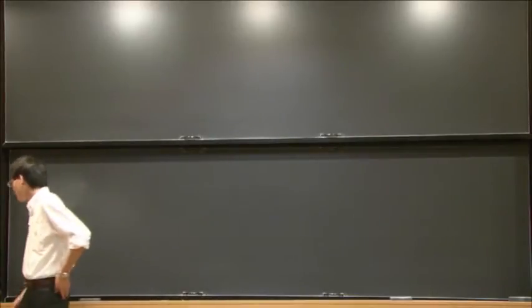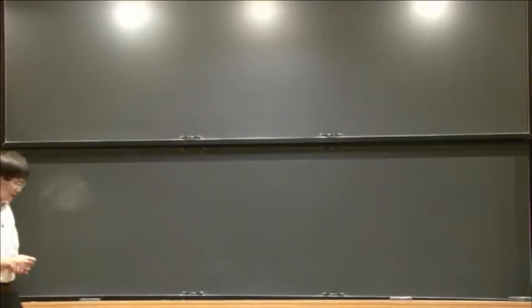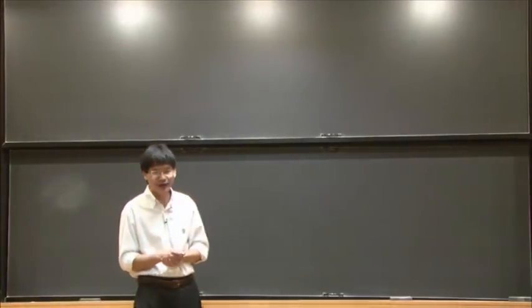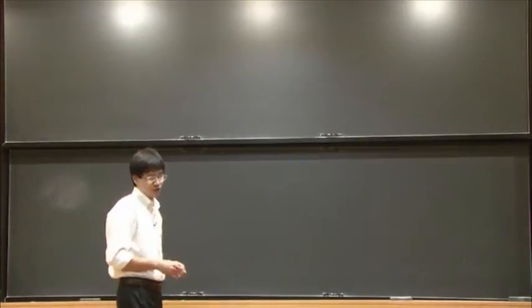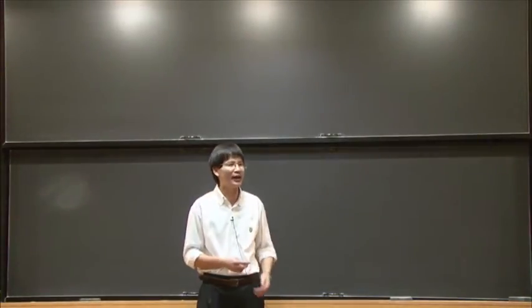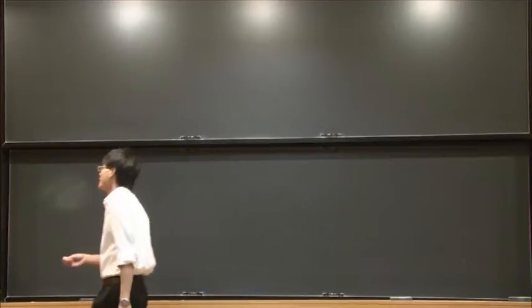I'd like to talk about some of the problems that people in group representation theory have been working on. And this is the number theory seminar, so I'm trying to explain how the results on those problems help us to approach some of the questions that come from number theory and analytic geometry. Okay, so I'd like to talk about the representation of simple groups.